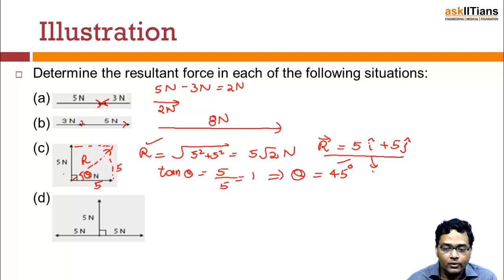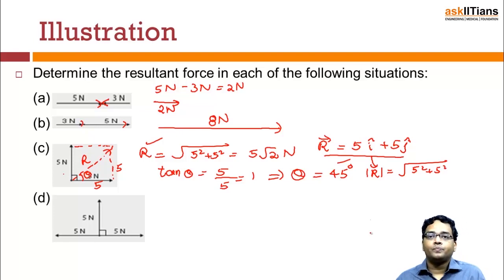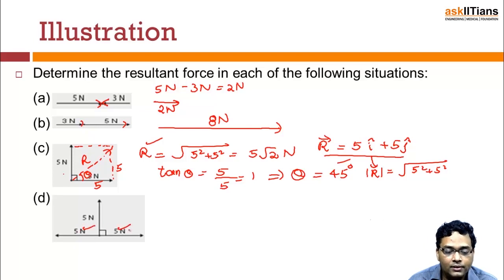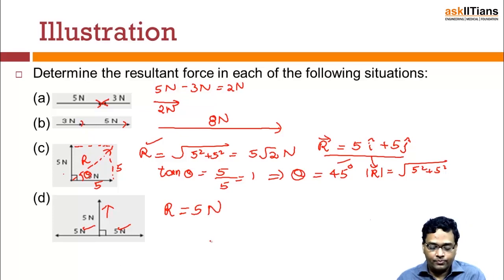The magnitude, if you would like to find out from here, is going to be given by square root of 5 square plus 5 square. Okay. In this particular case, in the third case, you see that this 5 Newton and this 5 Newton just get cancelled. They are oppositely directed, so they are not going to play any role. So as a result, there is only going to be one vector along the y-axis. So that's going to be the net resultant, which is equal to 5 Newtons.